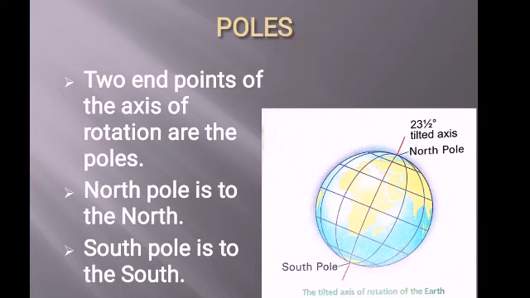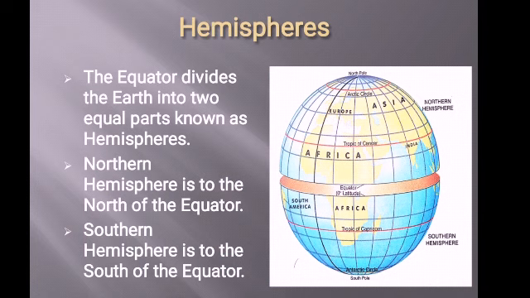Poles. The two endpoints of the axis of rotation are the poles. The north pole is to the north direction, whereas the south pole is to the south direction. Hemispheres. Our earth has been divided by the equator into two equal halves, which are known as the hemispheres. The hemisphere to the northern side is the northern hemisphere, whereas the hemisphere to the southern direction is the southern hemisphere.